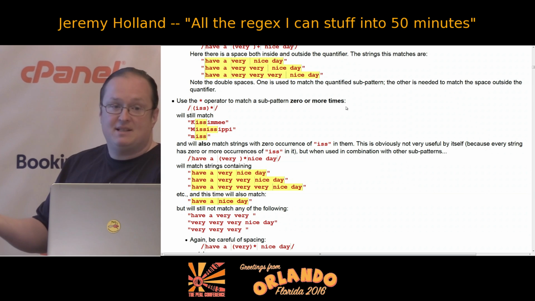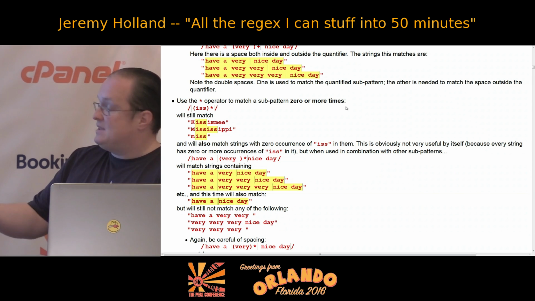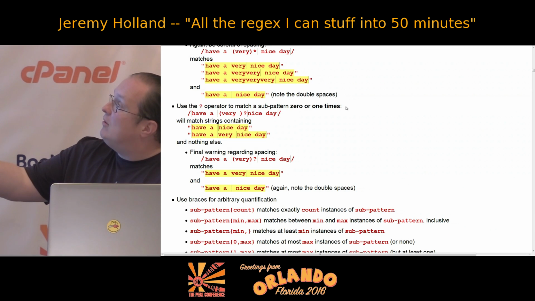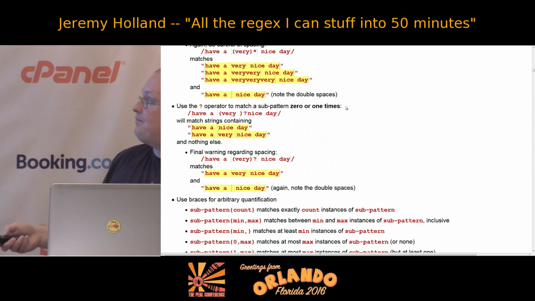Second warning on spacing: be careful, because if you leave it out, now the string that matches has to have 2 spaces there, one for here, one for there.